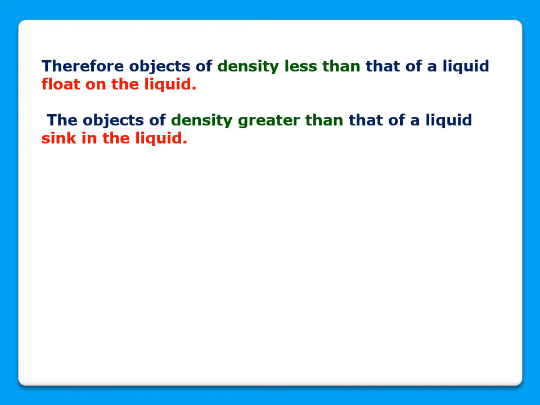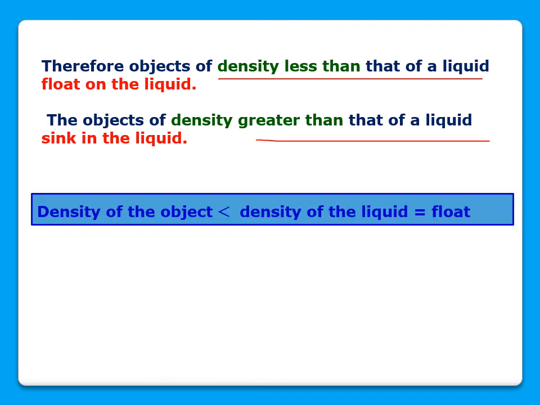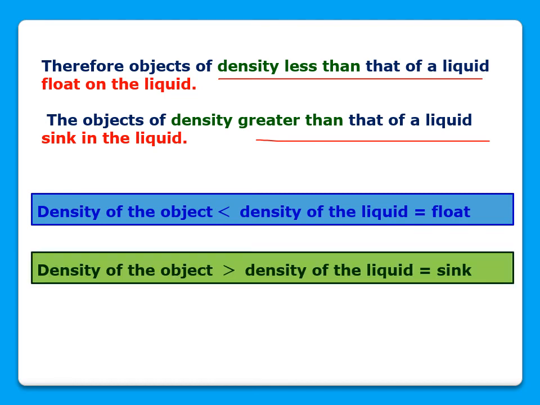So, on the basis of the observation, we can say that the objects of density less than that of the liquid float on the liquid, while the objects of density greater than that of the liquid sink in the liquid. So, if the density of the object is lesser than the density of the liquid, the object will float. If the density of the object is greater than the density of the liquid, the object will sink.